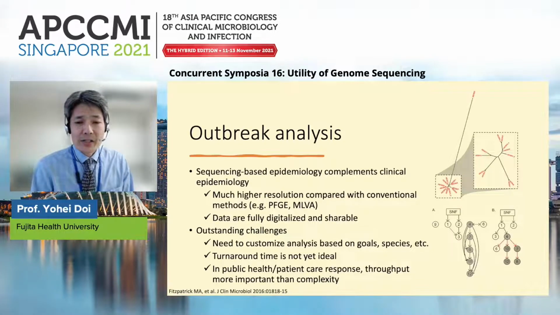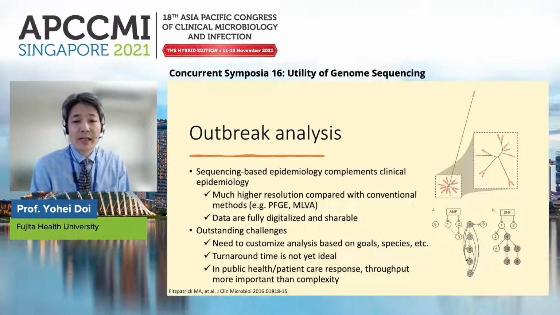There are some outstanding challenges, though. One is the need to customize analyses based on goals and species, and so on. Turnaround time is not quite yet ideal. And from a public health and patient care response perspective, throughput and speed tend to be more important than complexity of analysis. And the way we approach sequencing and analysis may be a little bit different from when we're doing it solely for research purposes.